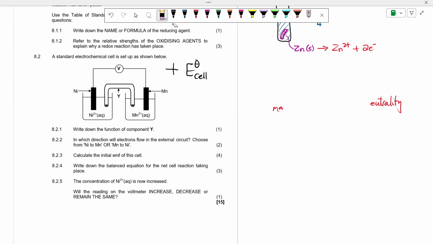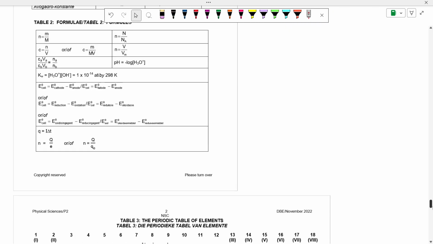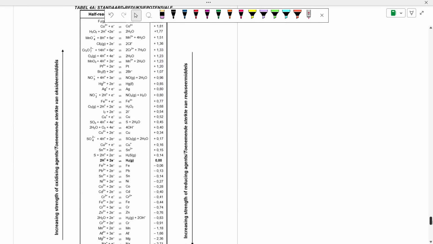Let me erase this so that we can work on that. Our half reactions include nickel and Mn, so you go right down to the reduction potentials. Let's highlight nickel and Mn. Once again, you'll help me with the E0 values once you spot them. We're looking for Mn and Ni, Mn 2 plus and Ni 2 plus.